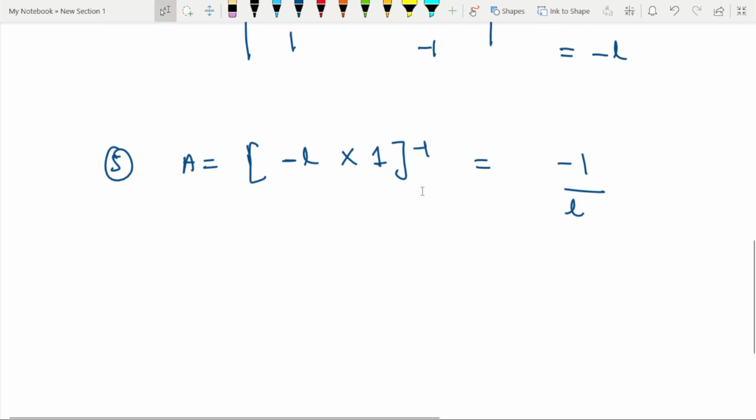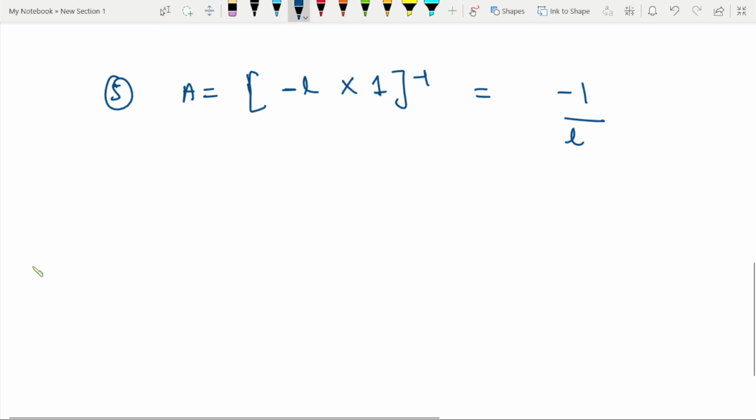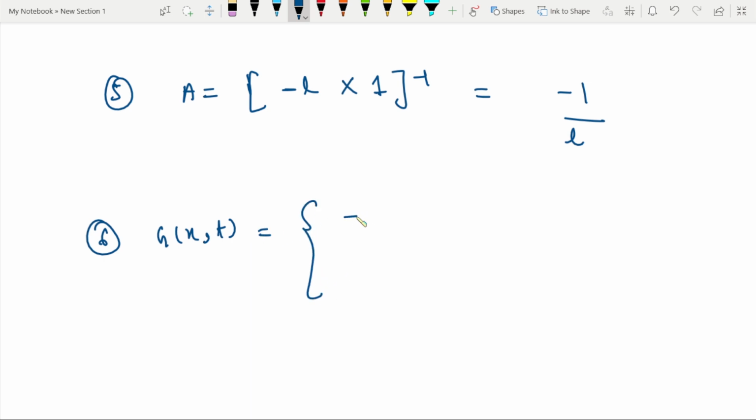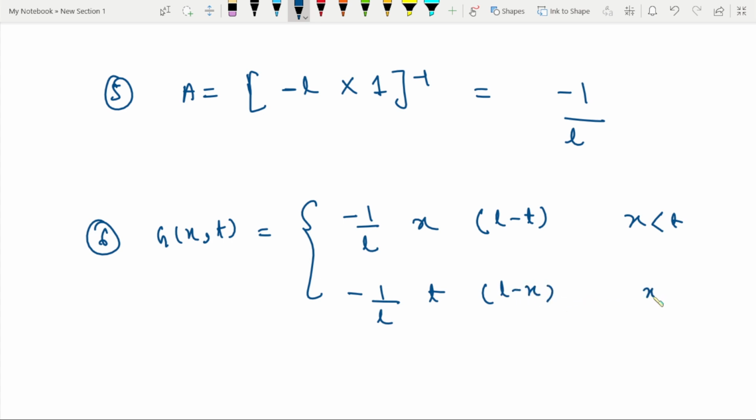Now step 6 is, so the green function should be g of x t. The value of a is minus 1 by l. Y1 x is x, and y2 t is l minus t, this is for the x less than t region. And second is minus 1 by l, this will be t(l minus x), this is for the x greater than t region. So this is our answer.